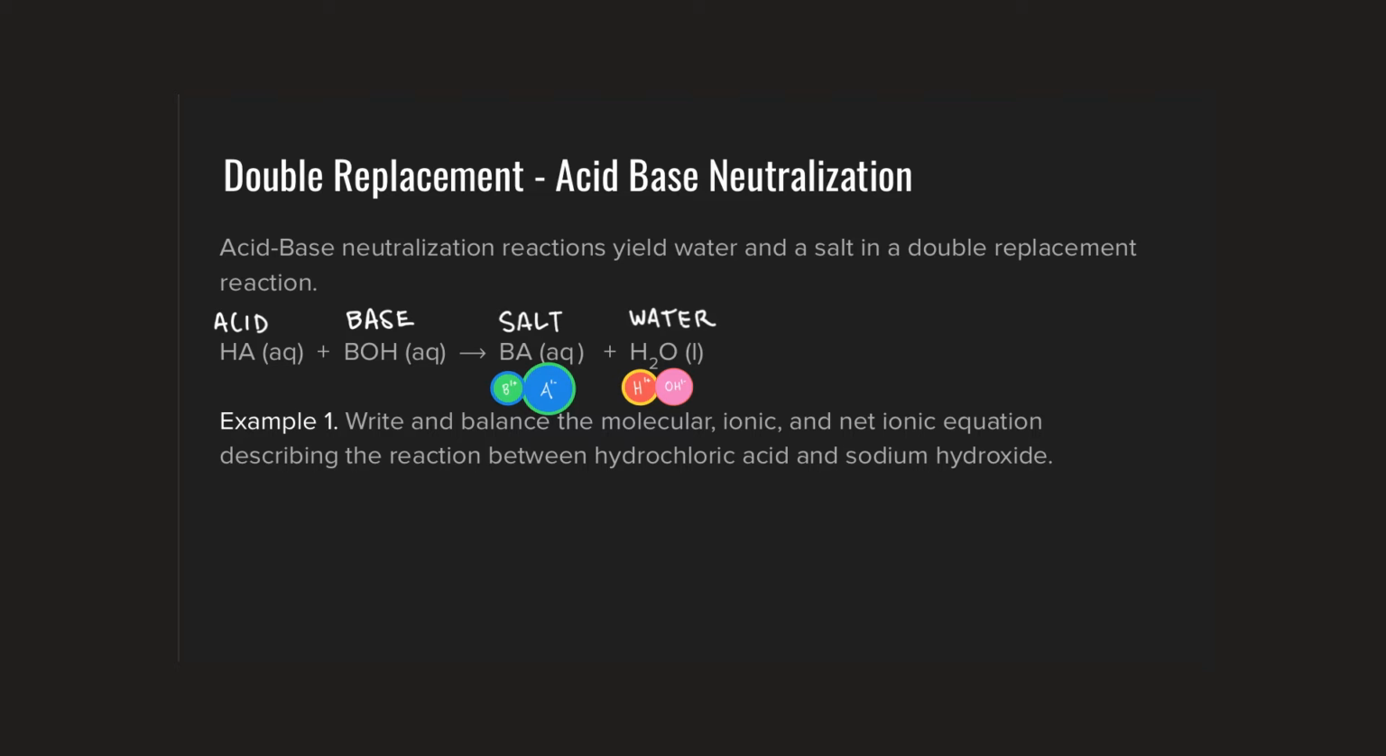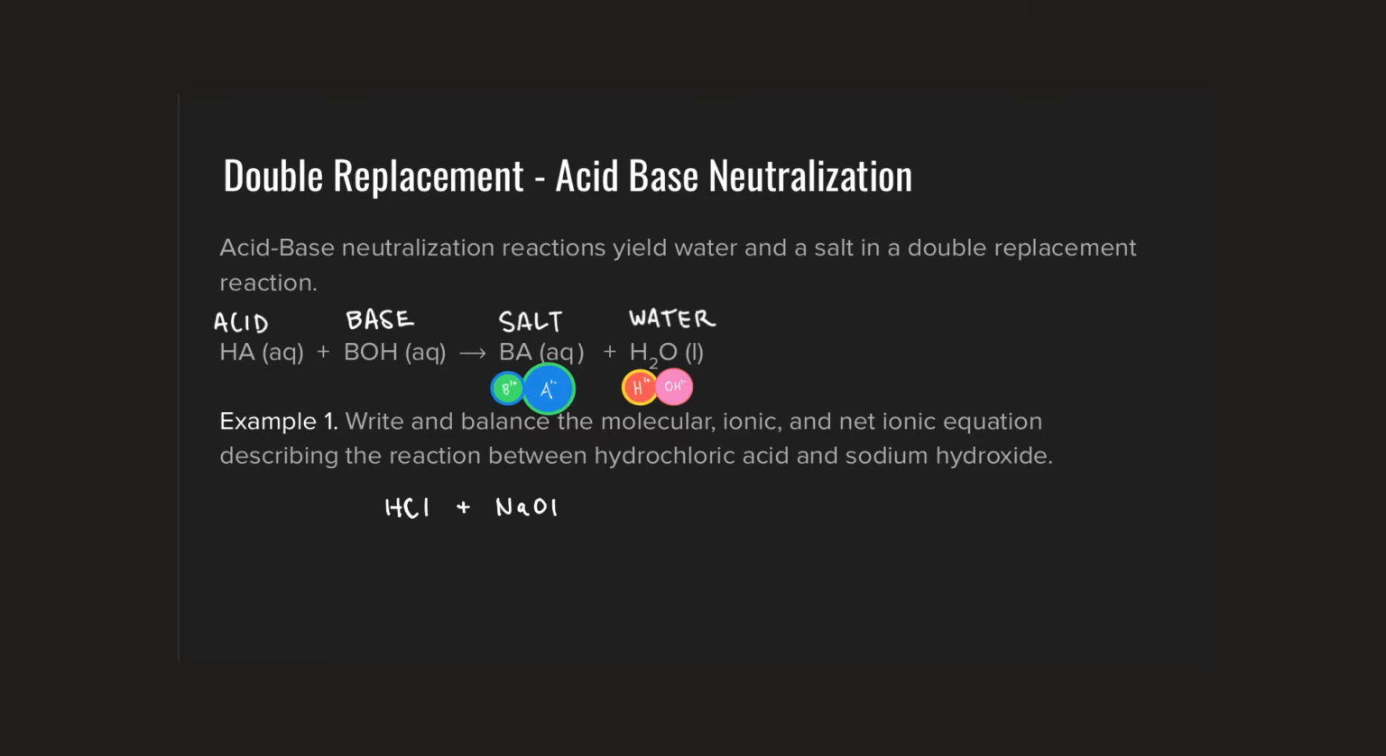So for a classic example of one of these you all are familiar with here, let's just go ahead and real quickly write and balance a molecular, ionic, and net ionic equation, which describes the reaction between hydrochloric acid and sodium hydroxide. So formulas first. We went over these on our last slide since these are all strong species. Hydrochloric acid is HCl, and we're going to combine that together with our sodium hydroxide, NaOH.